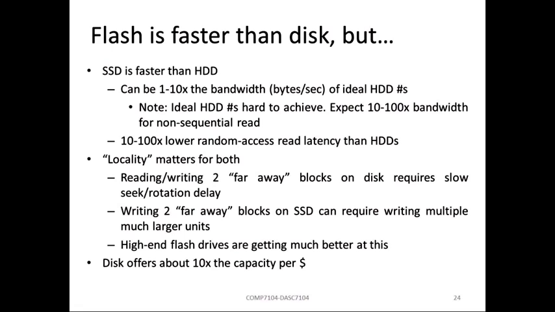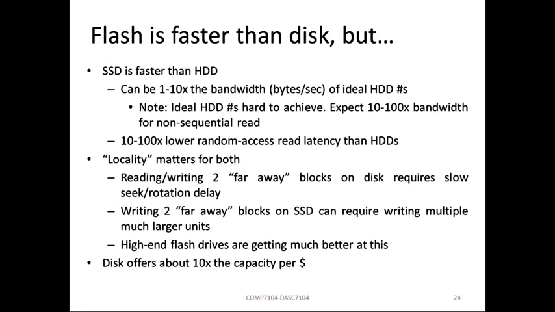However, there is a big difference when it comes to random access. We saw, for instance, that for reading, there is no difference between randomly or sequentially accessing data in flash disks, while there is a huge difference, and we saw numbers for that as well, when we access data randomly or sequentially in magnetic disks. Locality matters for both in the sense that reading or writing two faraway blocks on disk will require a seek and a rotation delay, and this will be slow.